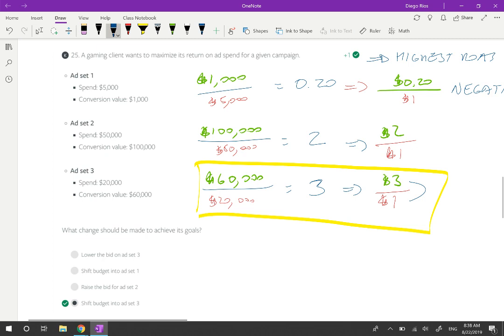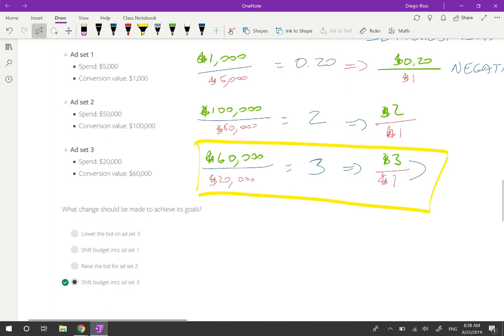And so if we look at the question, what change should be made to achieve this goal? Lower bid on ad set 2. You don't want to lower the bid. If you lower the bid, you're actually missing conversions, right? This is your most profitable campaign. You don't want to change anything on your most profitable campaign.